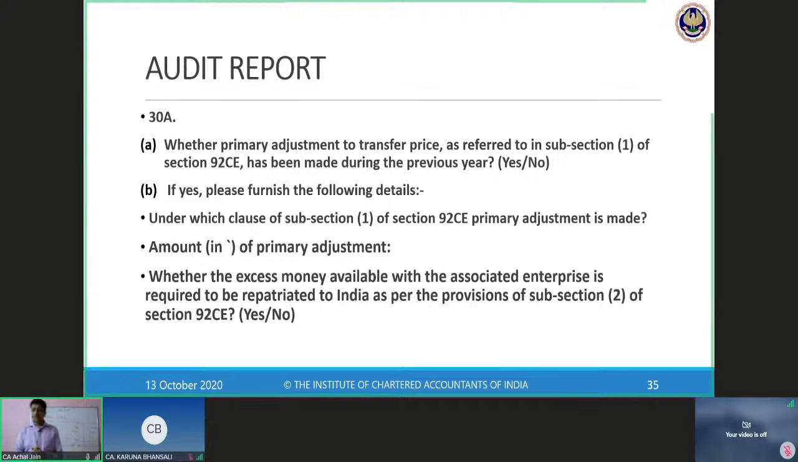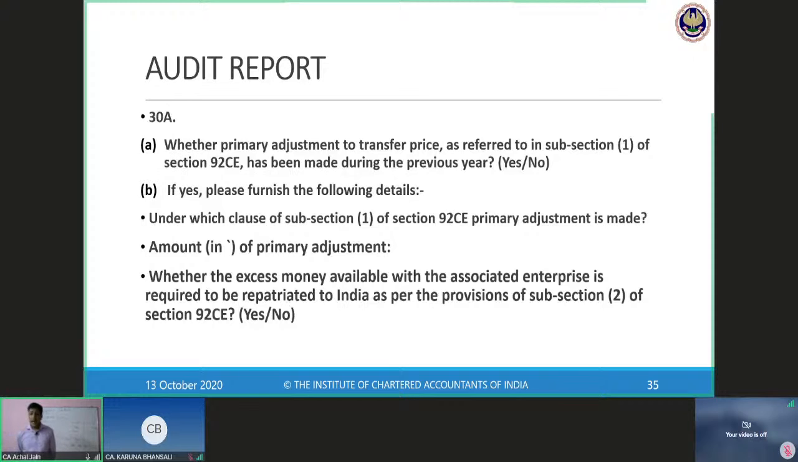What does it say? Whether the primary adjustment to transfer price as referred to in section 92CE has been made during the previous year. So this appears to be in relation to transfer pricing. Number one. If yes, please furnish the following details. Under which clause of sub-section 1 of 92CE primary adjustment has been made?